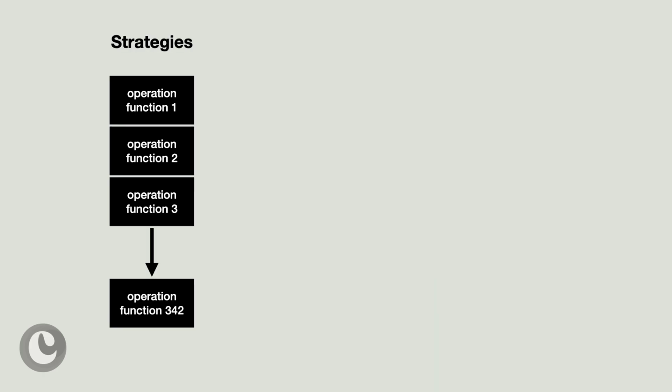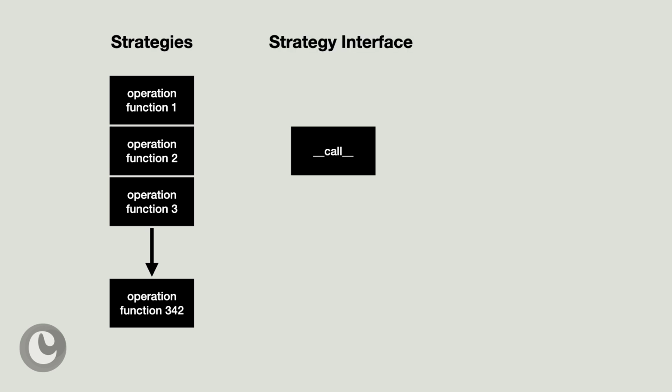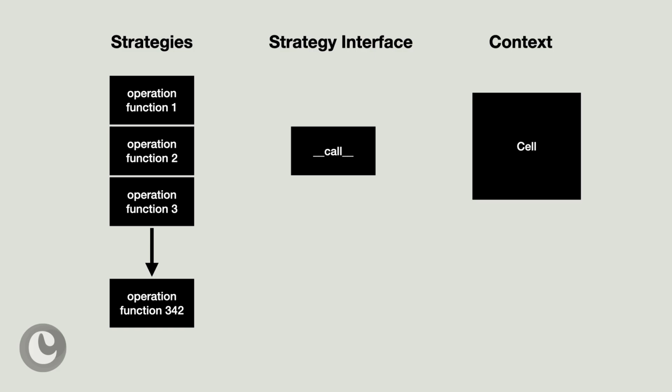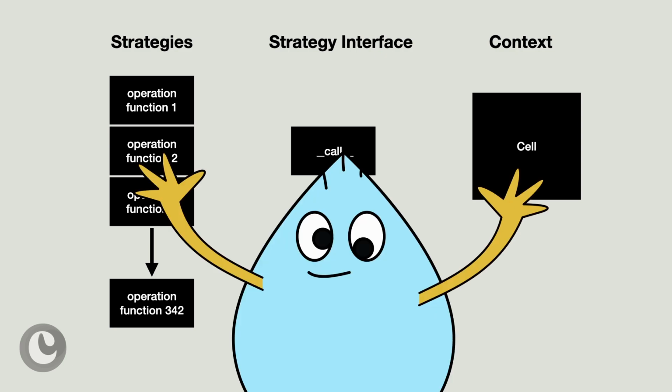All the operations have been moved to functions. In the strategy pattern, they are known as strategies. Then there is the strategy interface. In this example, the interface is a callable, better known as a function. In Python, that is an object with a single method that will be executed when the object is called. The Cell class, which contains a reference to one of the strategies, is called the context. Together they form the elements of the strategy pattern. And once you recognize it, you will see it everywhere.